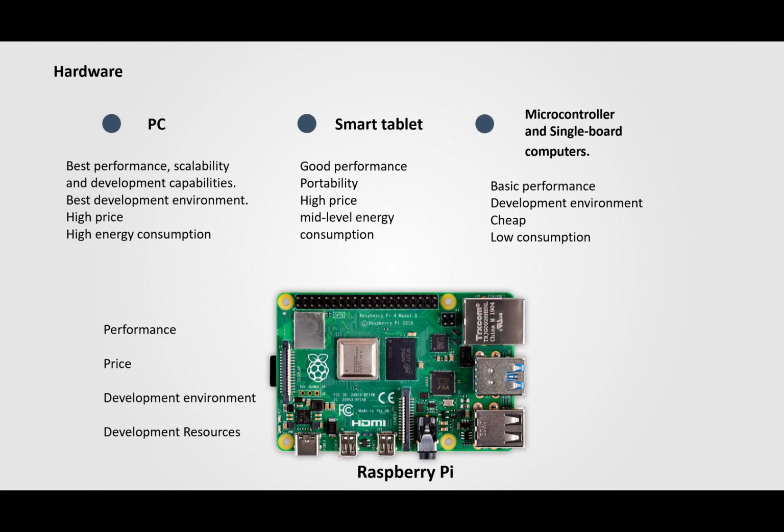Also, we compare the advantages and disadvantages of different types of hardware. PC has the best performance, scalability, and development capability, but the price and energy consumption are far higher than a single-board computer. Therefore, it's not suitable for longer standby or running time usage. For a similar reason, a smart tablet is expensive at the same time, regardless of iOS or Android system. Tablets are obviously limited in development environment.